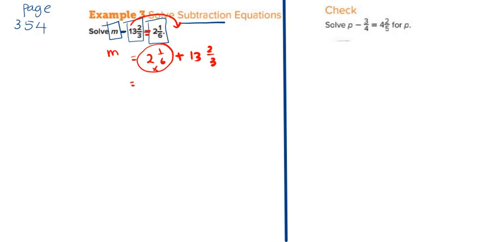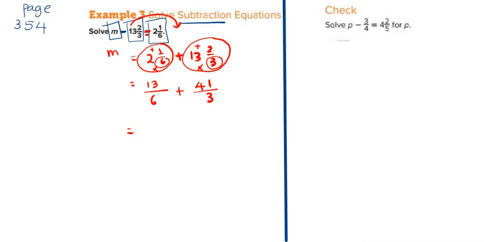So 6 times 2 is 12, plus 1 is 13. Remember how to change a mixed number. And we use the same denominator, 13 over 6. Here we've got 13 times 3. 13 times 3 is 39. 39 plus 2 is 41. And we use the same denominator here, which is 3. Let's just check that. 6 times 2 is 12, plus 1 is 13. And then 13 times 3 is 39 plus 2, which is 41.